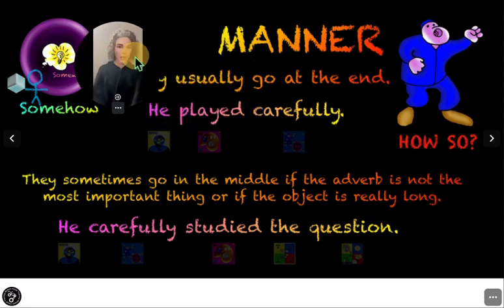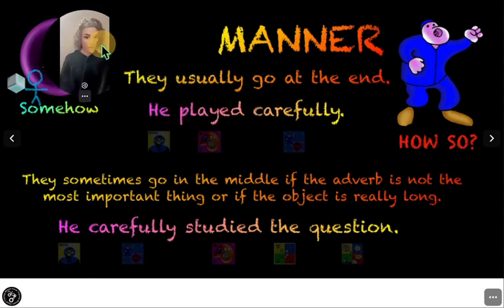Okay. How? Somehow. We're talking about manner. They usually go at the end. He played how? Carefully. How so? Carefully. They sometimes go in the middle if the adverb is not the most important thing or if the object is really long. So he carefully studied the question. How did he study it? He carefully studied it.